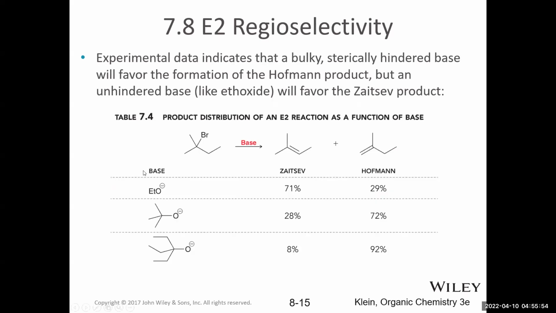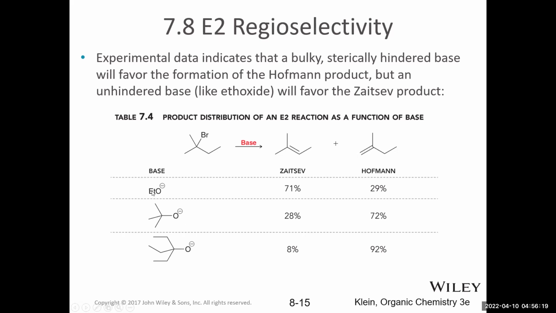Let's look at some different strong bases here. We have ethoxide, tert-butoxide, and then an even bulkier type of tert-butoxide, except now there are ethyl groups here, so it's not a butoxide anymore. I guess it would be a heptoxide. There's not a common name for this one though.